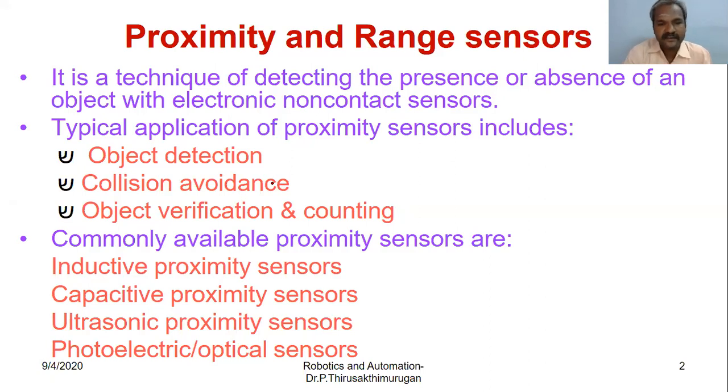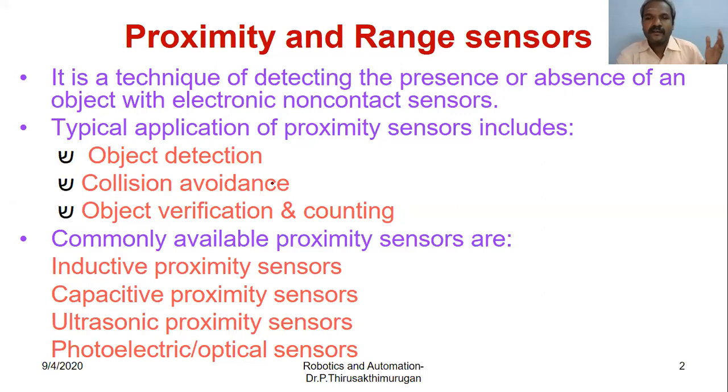Then object verification. Say in industries, assume Cerelac or Horlicks bottles or any other bottles, when they are moving on the conveyor belt, the proximity sensors check whether the Horlicks bottle or the Cerelac box is filled with the material or not. If it is not filled, it will automatically be rejected from the conveyor. You understand what I am saying? So detection of the object, whether the object inside the box is available or not.